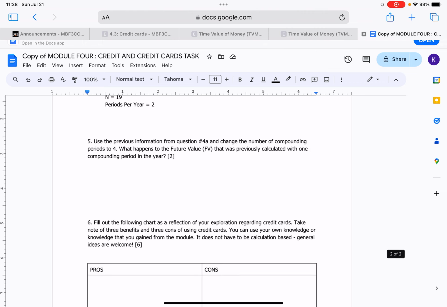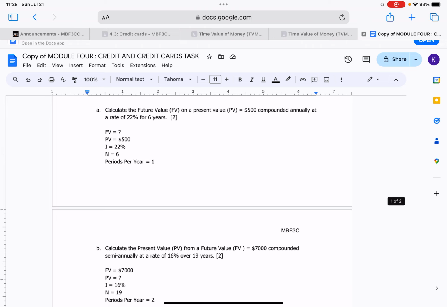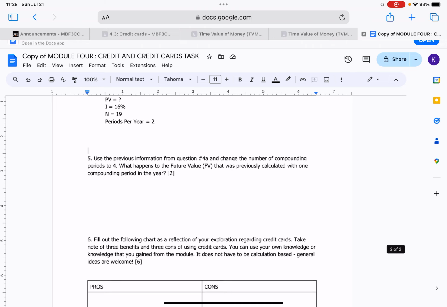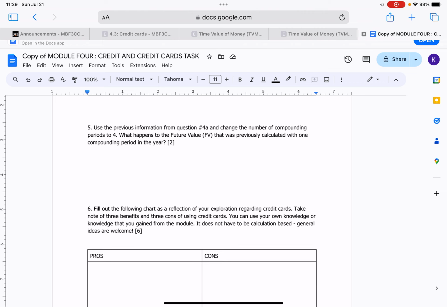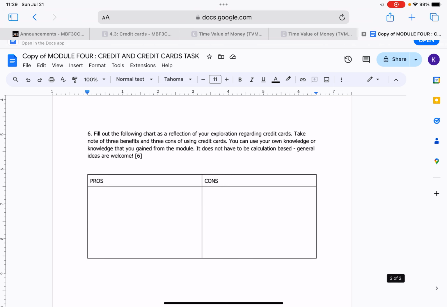Question 5 has you going back to number 4A. So you're changing the compound period from 1 to 4 and kind of like what I just showed you. So what happens? Did the value basically go up or down? You can probably use what I just did there to answer that question. And then last but not least, so taking note of 3 benefits and 3 cons of using credit cards.